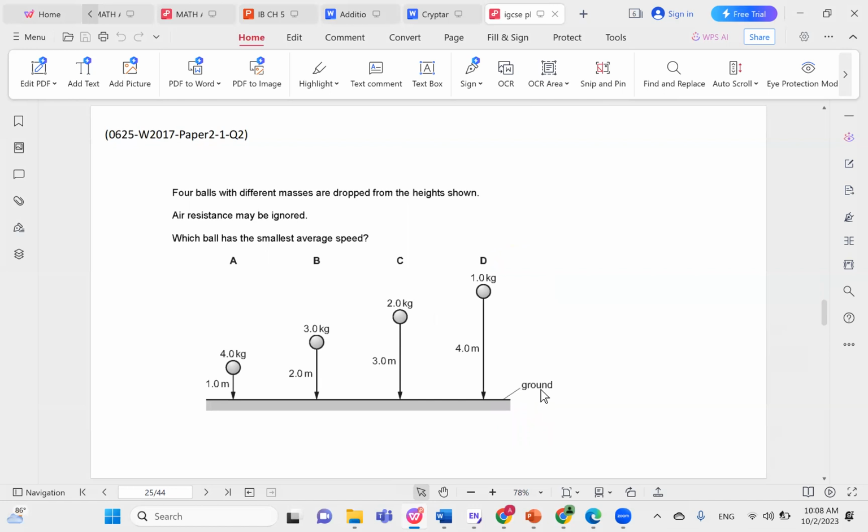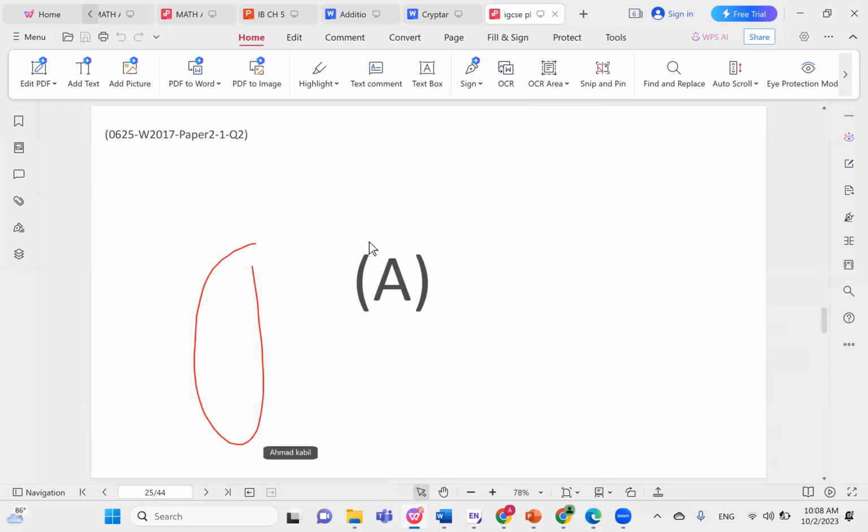This is a similar question. Again, the same 4 balls with different masses dropped from different heights. Now we're asked which ball has the smallest average speed. Obviously, by common sense, if D has the greatest average speed, then A has the smallest average speed.